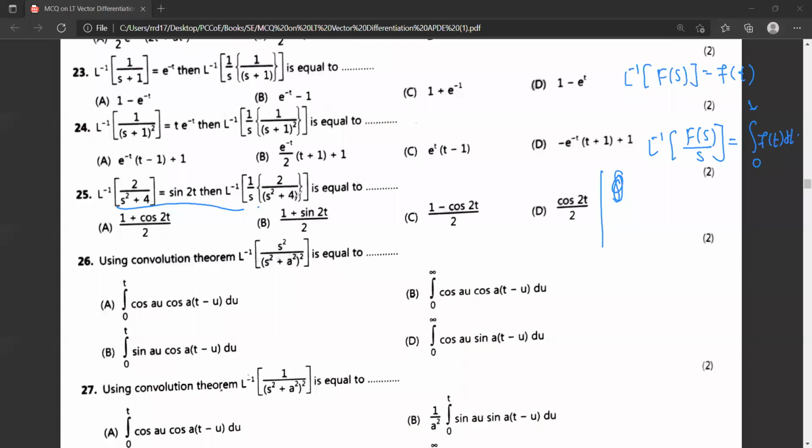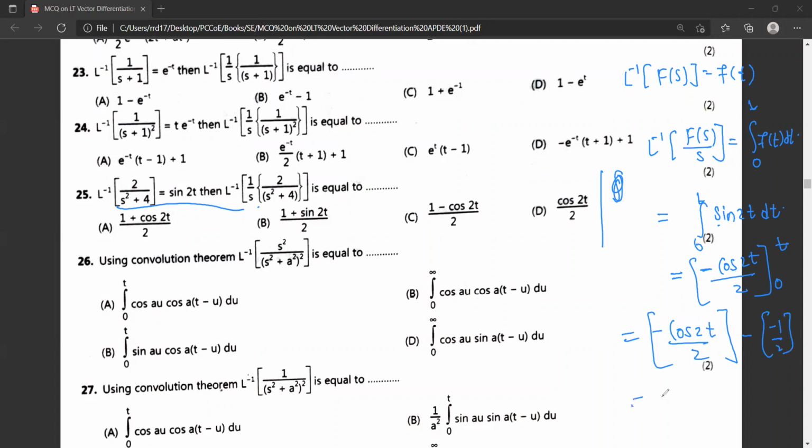So it is divided by 1 by s, and they expect you to solve this integration. It is going to be equal to the integral from 0 to t of sin 2t by 2t dt. Now what is the integration of sin 2t? It is nothing but minus cos of 2t upon 2, with limits 0 to t. So this is equal to minus cos of 2t by 2 minus cos 0 (cos 0 is 1), so minus 1 by 2. We can write this as (1 minus cos 2t) upon 2. Understood?